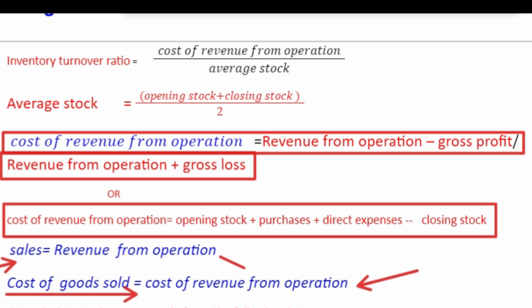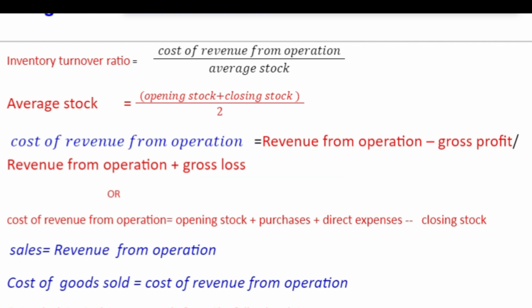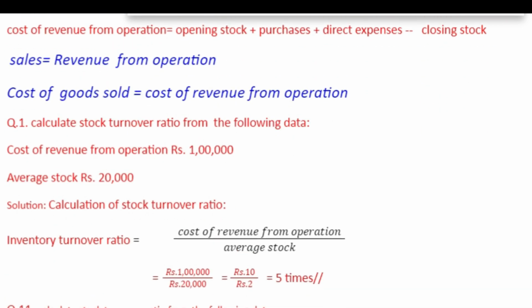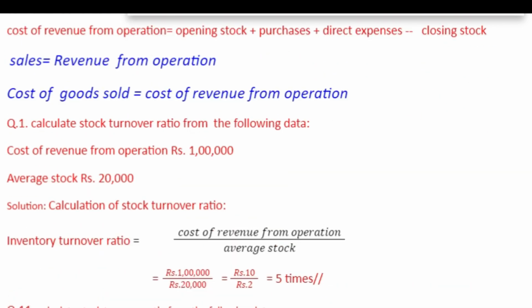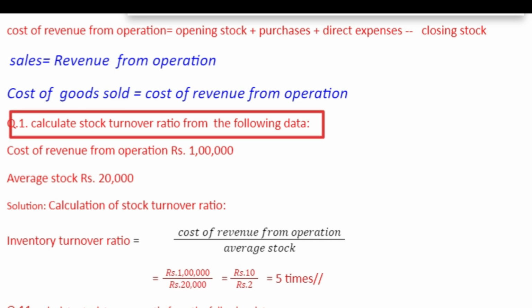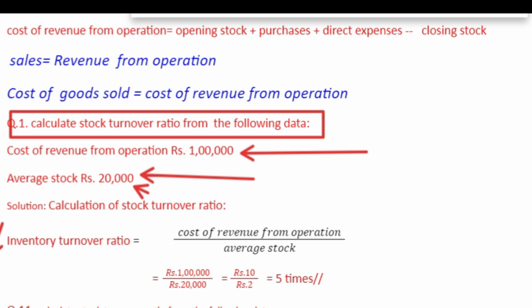Let's see a very simple problem. I am going to explain it, so all of you watch it very carefully. Calculate the stock turnover ratio from the following data. Cost of revenue from operation is rupees 1 lakh, and average stock is given as 20,000. Directly it is given, the opening stock plus closing stock divided by 2, the final figure is given here. Using these two components, let us calculate the stock turnover ratio.